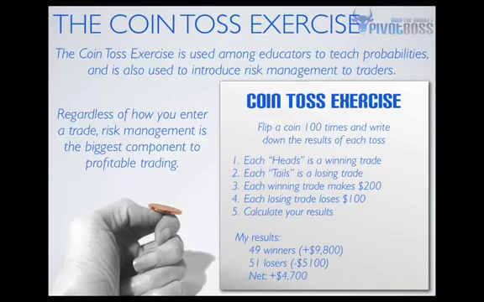All I did was flip a coin. I had a 50-50 shot at every trade I took. But because I had the right risk management approach, I made $4,700. Well, I didn't really make $4,700, but I did in the example. And that's the power behind risk management.